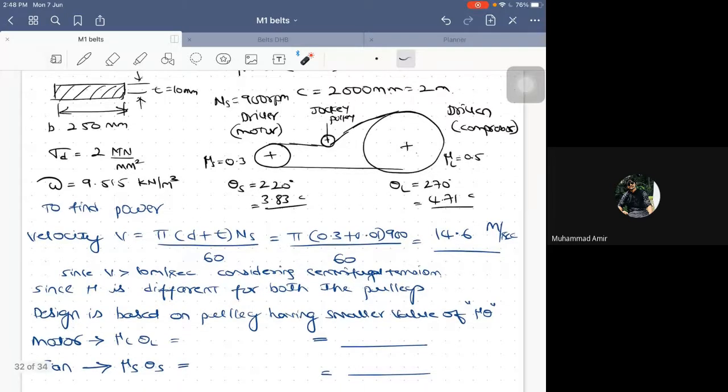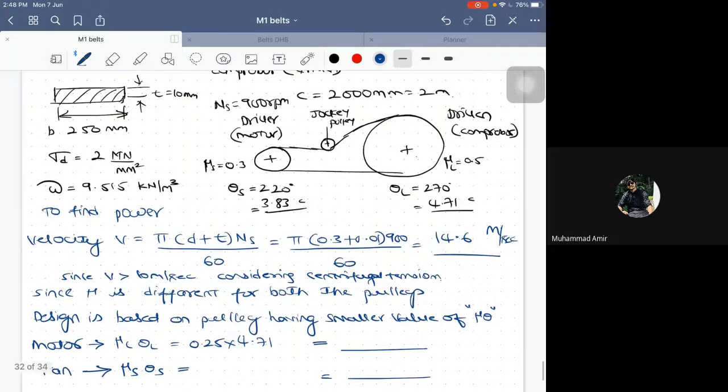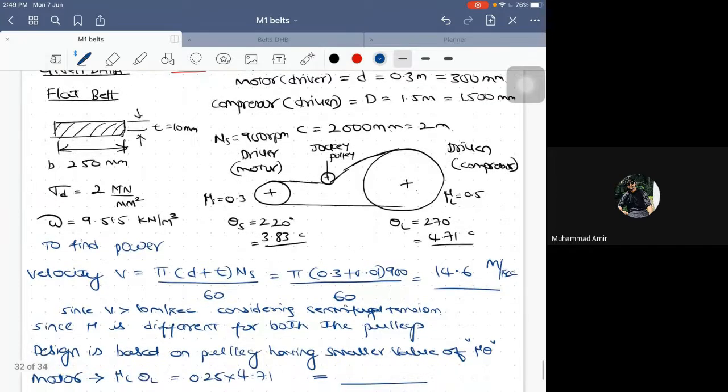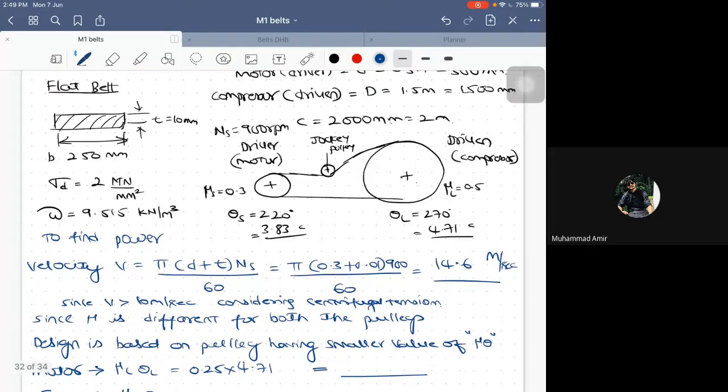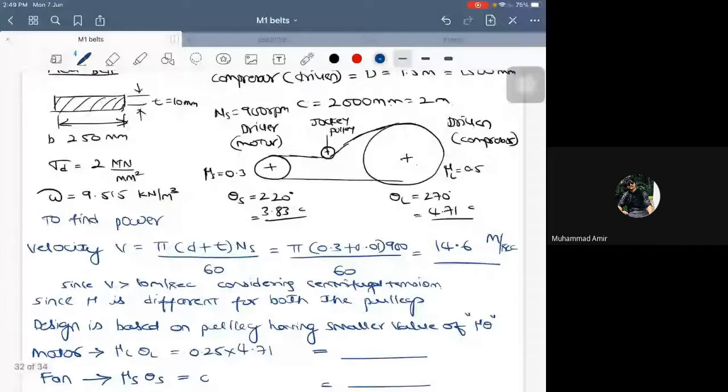So just substitute the values there. For the motor pulley, the value of mu was given as 0.25 cross 4.71. And for the fan, it is a compressor, I guess, right? Compressor, it is 0.5 cross.